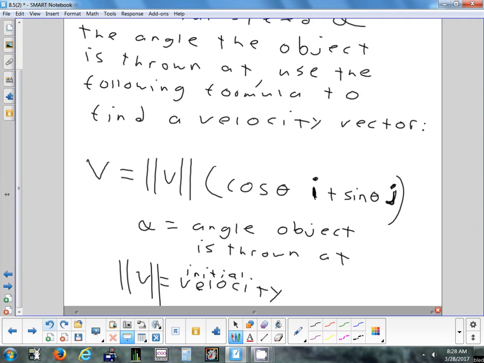I guess since I used I and J and made them bold, to be consistent, I should just make that look bold. Either way. Okay, so any questions on the formula for a velocity vector?